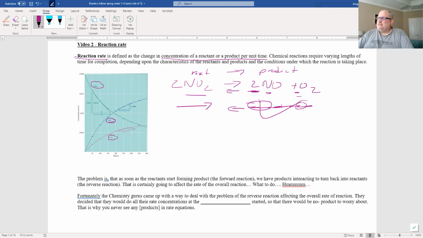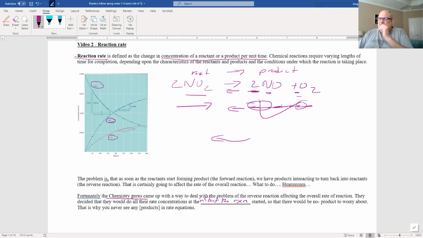You have a problem because at the very beginning of the reaction, all you have is NO2 forming products, but then the reverse reaction starts coming back and it starts hurting your overall progress. So this is a problem for us, and it's certainly going to affect your rate when you have products reforming your reactants going back in this direction. So the chemistry gurus came up with an idea, and this is actually really clever. They decided that they would do all of the reaction math always at the instant that the reaction started.